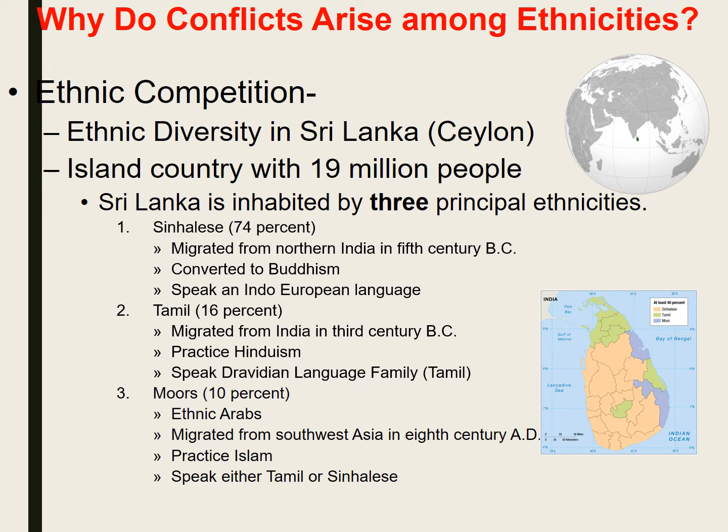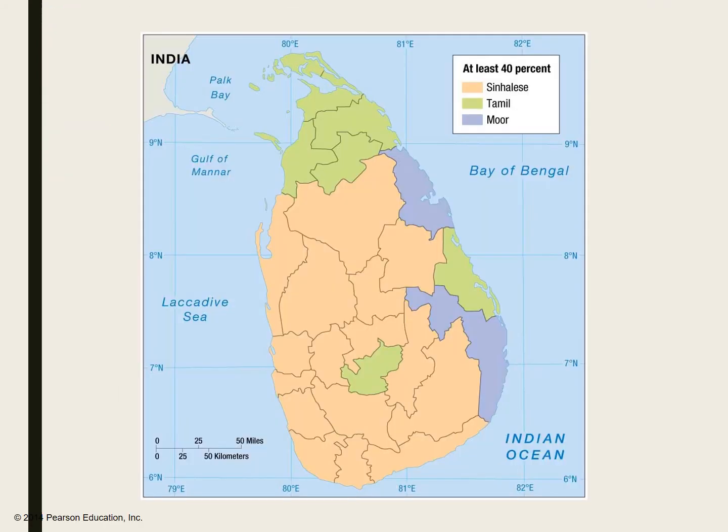They're ethnically Arab, and they migrated from Southwest Asia in the 8th century AD. So they haven't been here as long. They're Muslim, and they speak either Tamil or Sinhalese. So they speak one of those two languages. But the main competition is between the Sinhalese and the Tamil. I'm not good at saying it.